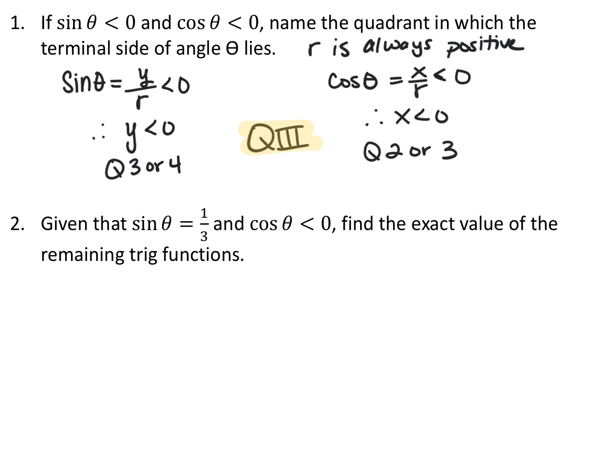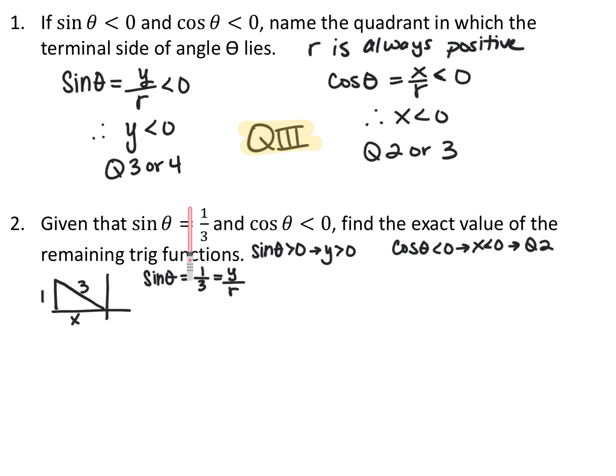So we can use that idea for a problem like this, where they give us that one of our ratios, sine of theta, is equal to 1/3, and they tell us that cosine of theta is negative. So we have enough information to know what quadrant we're in, and then find the other 6 trig functions. So they give us that sine of theta is 1/3, which is positive, so that means our y coordinate must be positive, and they tell us that cosine is negative, which means x must be negative, so if we have a negative x and a positive y, we have to be in quadrant 2.